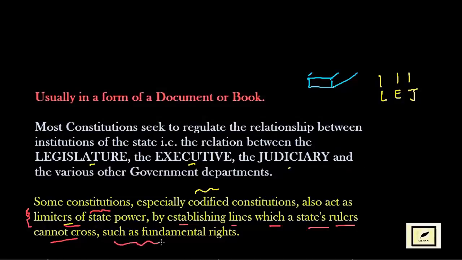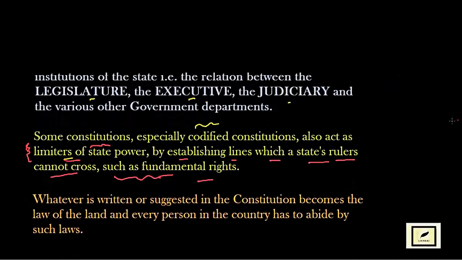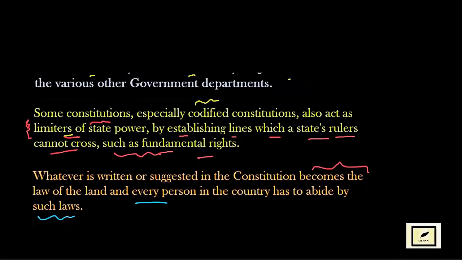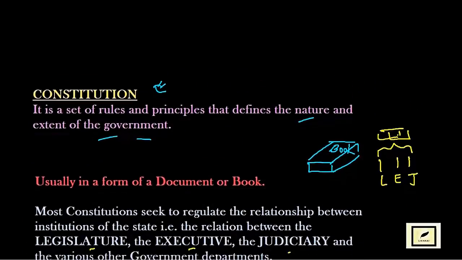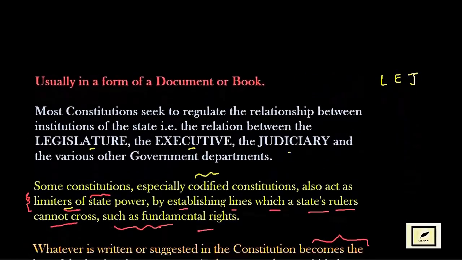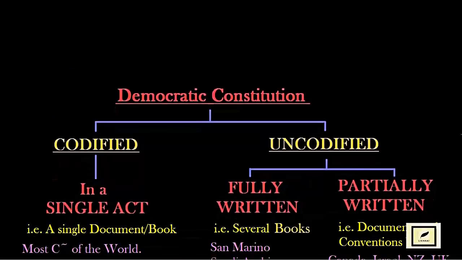For example, you cannot change the fundamental rights. These kinds of things are usually mentioned in a constitution, and whatever is written in the constitution becomes the law of the land. This is something to be pondered over. It becomes the law of the land, and every person in the country has to abide by it. So whatever is written in that particular book, all the citizens and all the people in the country have to follow. The government has to work accordingly, and also the people.